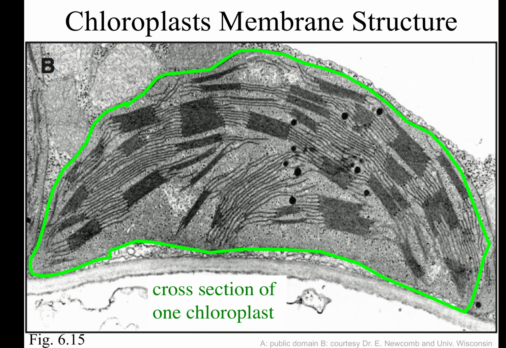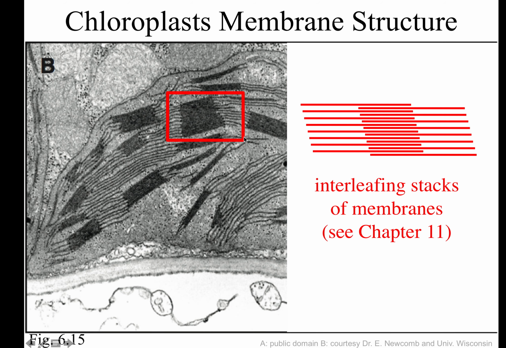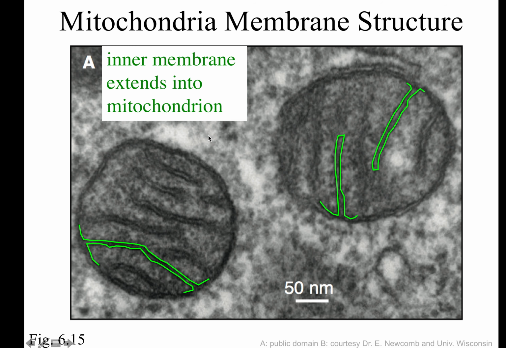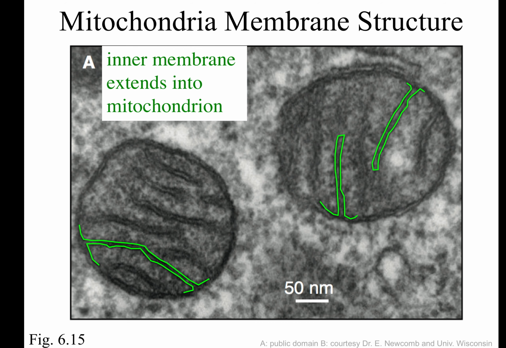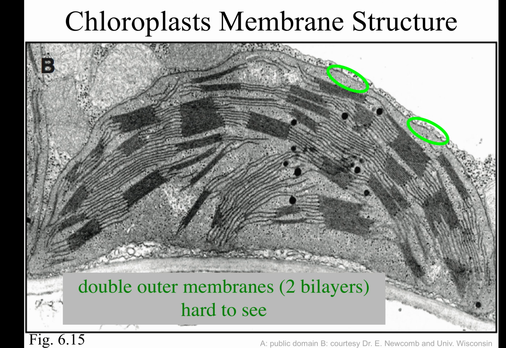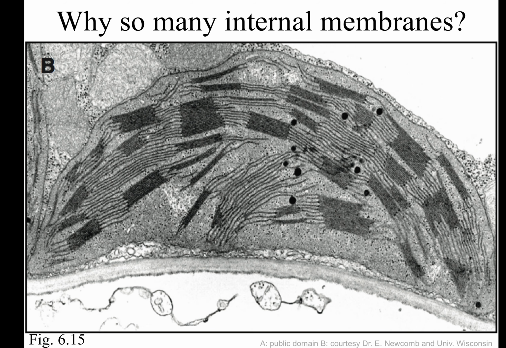And then chloroplasts actually have three membranes. So in their outer membrane, there are two membranes, two outer membranes, and one inner membrane that is all highly folded up. So mitochondria, two membranes, one on the outside, one on the inside. Chloroplast, three membranes, two on the outside, one on the inside, all folded up.